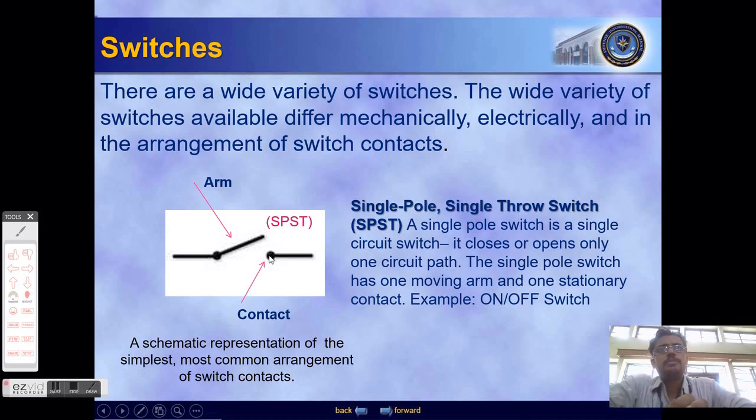Later we will see different other types of switch. There are two throws also possible. Three throws are also possible. How it is possible we will see later. First of all, this is single pole. Why is it single pole? Because a single current source is there and we can throw it in a single position. So single pole and single throw.